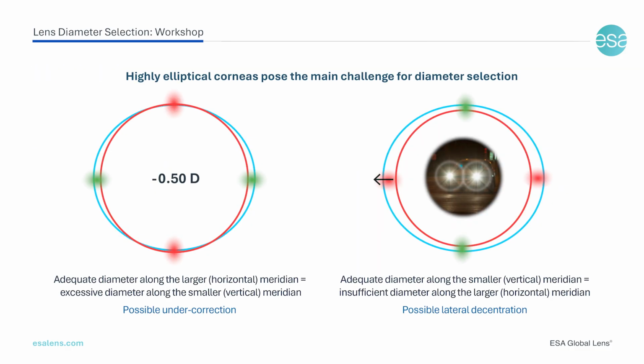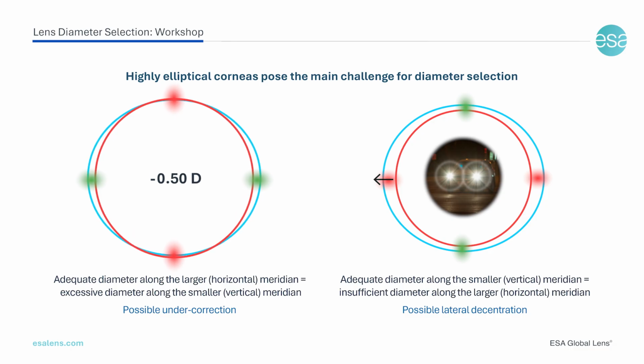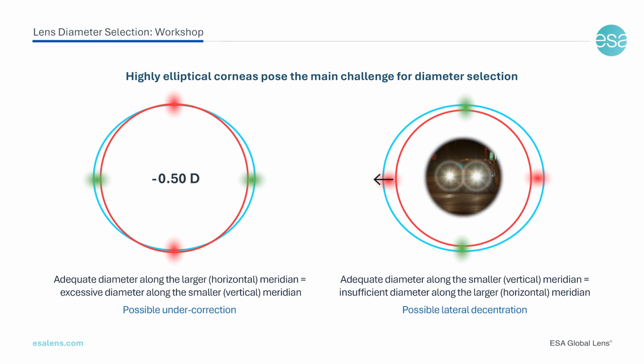As discussed in Part 2, fitting noticeably elliptical corneas requires a delicate clinical balance. On one hand, a diameter that is too large relative to the vertical meridian can lead to undercorrection. On the other hand, if we reduce the diameter too much, the lens becomes too small relative to the horizontal meridian, potentially leading to lateral decentration.